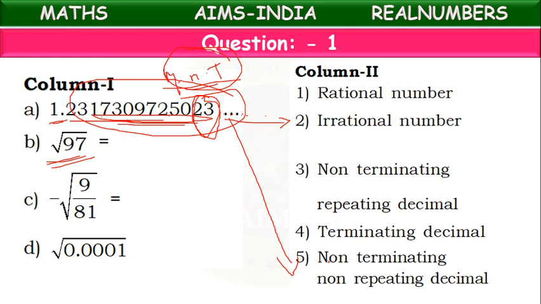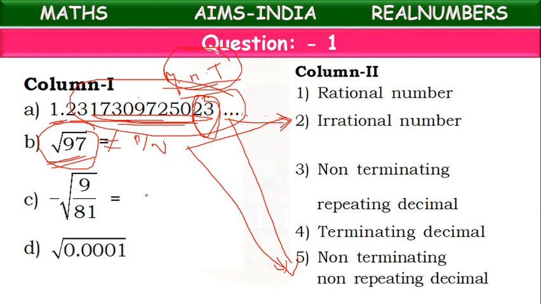Both 2 and 5 are answers for option A. Root 97: there is no square root value for root 97, means it cannot be expressed in the form of p by q. The first one also is an irrational number, a non-terminating, non-repeating decimal.